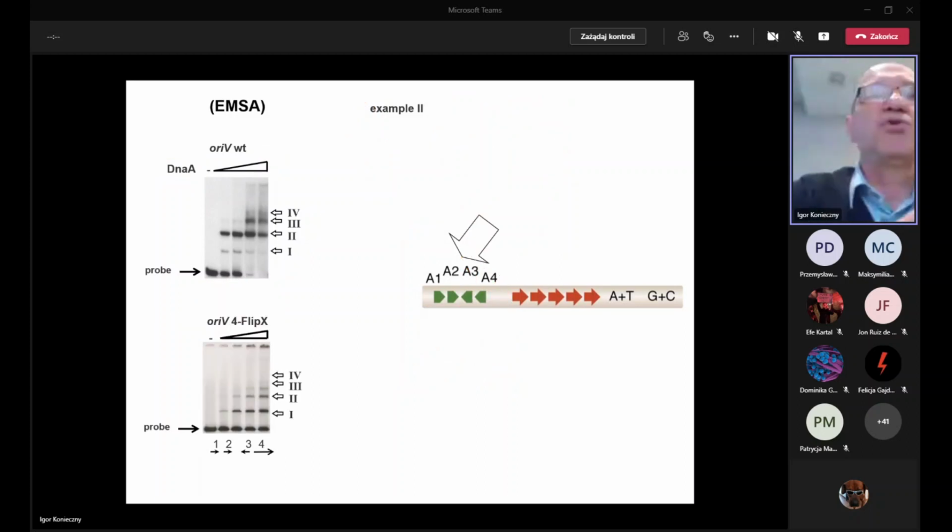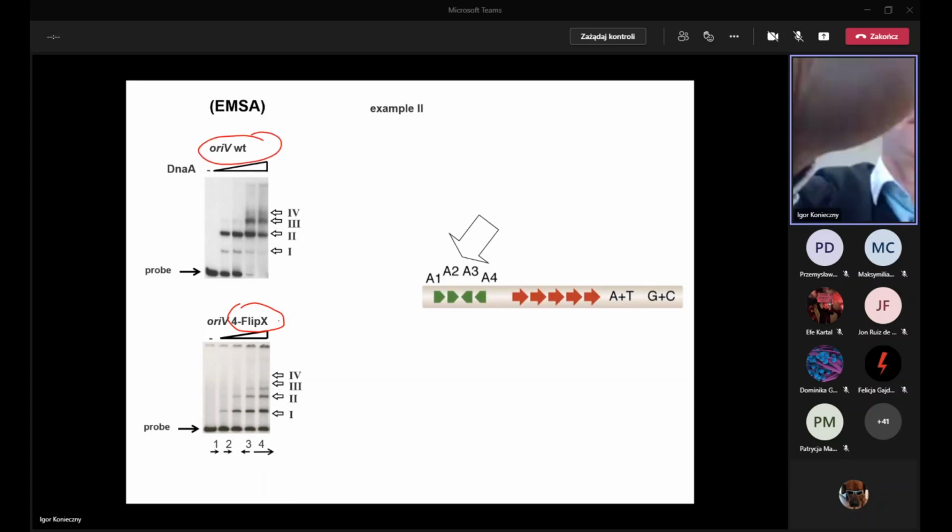And now I would like to show you the next slide, and this is just another experiment where the box number 4 was flipped. So we changed the orientation of the box, and we have a wild type and the mutant DNA fragment analyzed, and you see a little bit different picture. So what would be your interpretation of this picture? The first question is, does the DNA protein interact with the ORIV4 flip DNA fragment? Who knows? Does it interact or not?